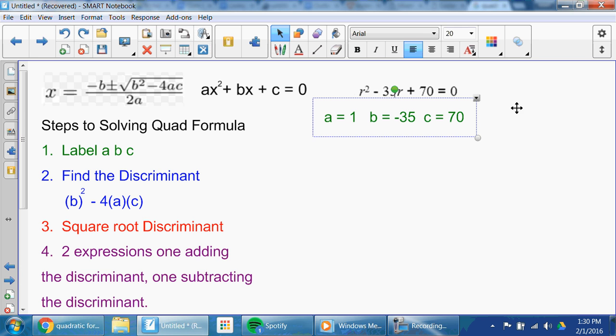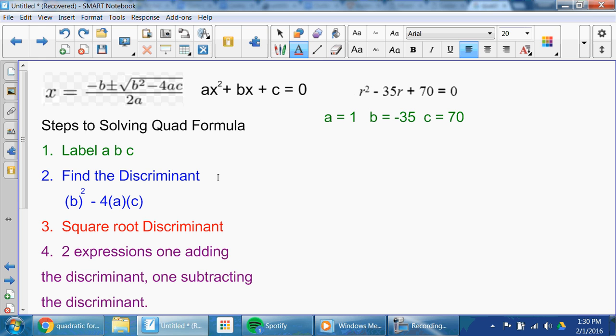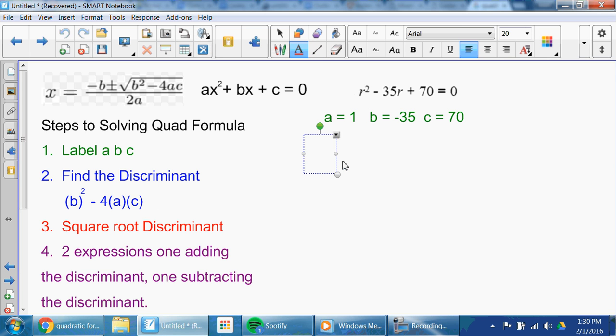I've got a is 1 because it is a 1 in front of the x squared. B is negative 35 and C is 70. From there, I need to plug them in for my discriminant value and find the discriminant. My discriminant will be my B value squared, so negative 35 squared, minus 4 times A, which is 1, times C, which is 70.